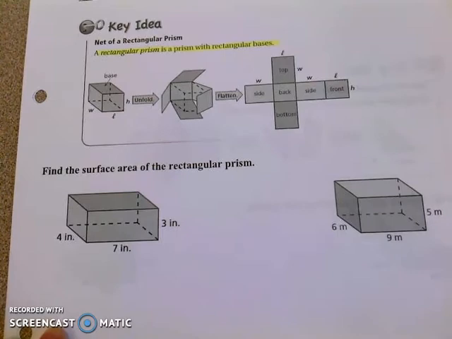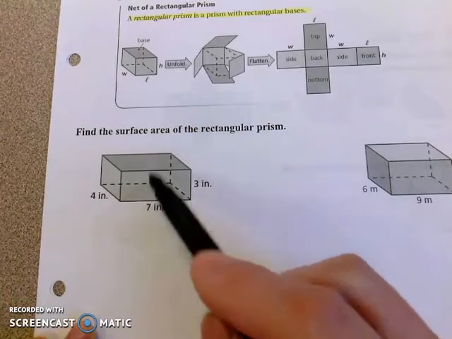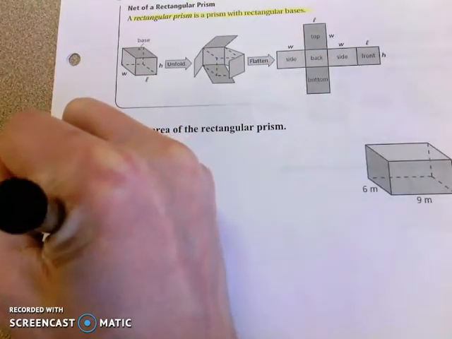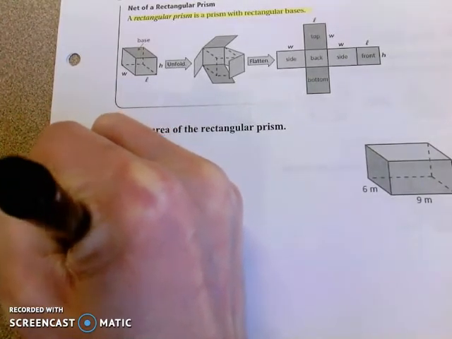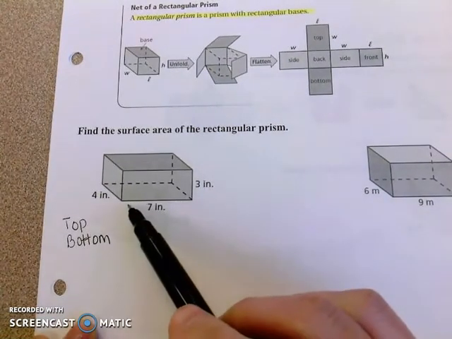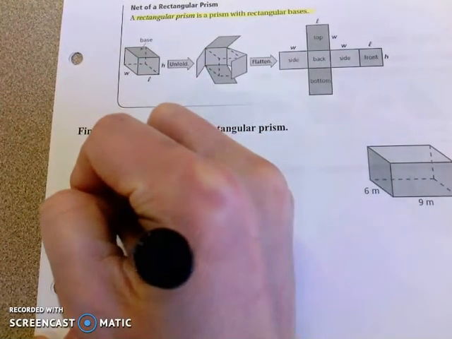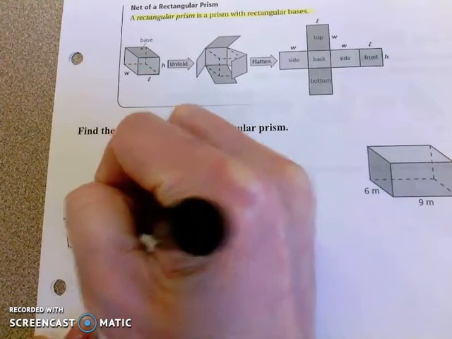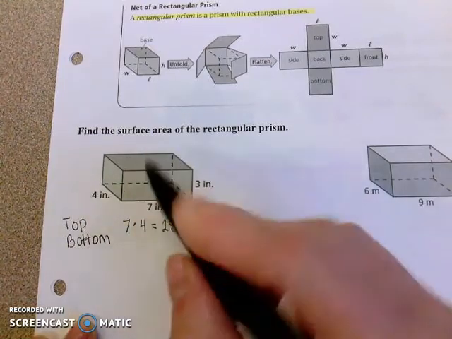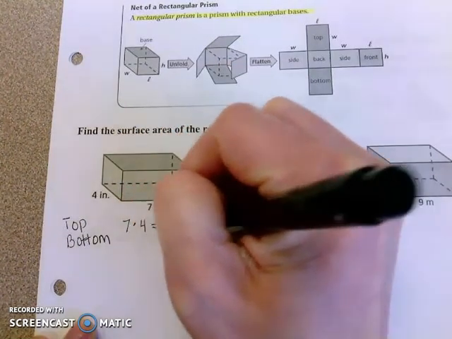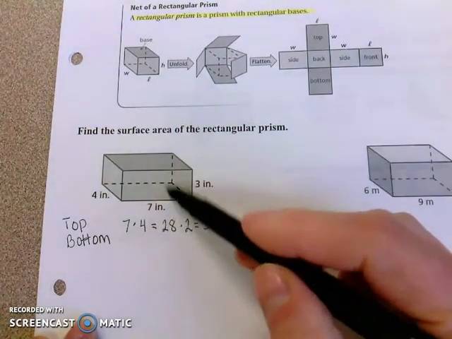So let's find the surface area of this rectangular prism. So we want to find the areas of the top and the bottom. We'll start with that. So I'm going to label here top and bottom. And if I look at the bottom, it's labeled 7 by 4 inches. So the area is 7 by 4, which is 28 inches squared. And we have 2 because the top and the bottom are the same. So I multiplied that by 2 and got 56. Okay. So now that's the area of the top and the bottom.